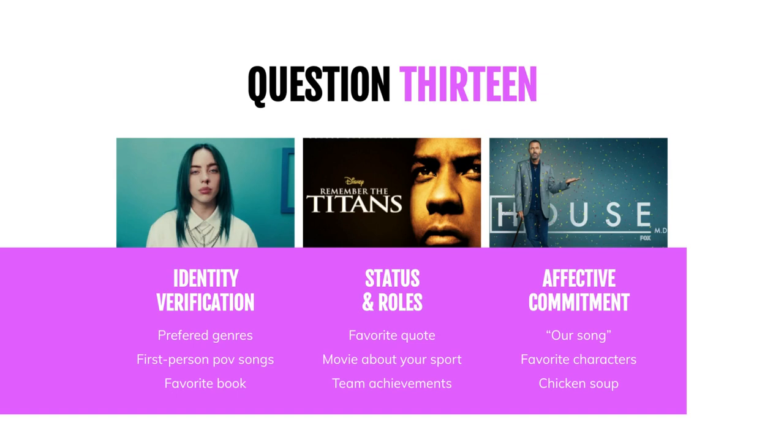And the same for movies like Remember the Titans, movies about your sports, that might also relate to your achievements as a team, or being a part of that team. And so maybe the achievement you're most proud of is associated with that identity as an athlete or as a football player, baseball player, soccer player.